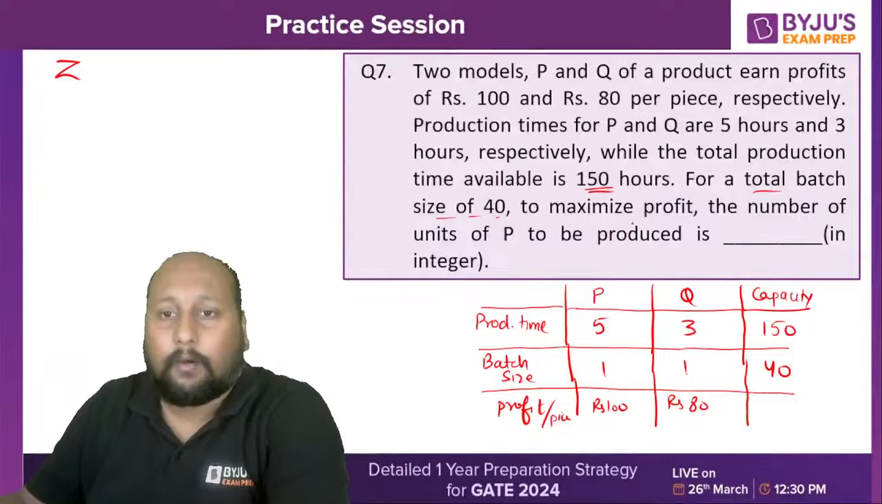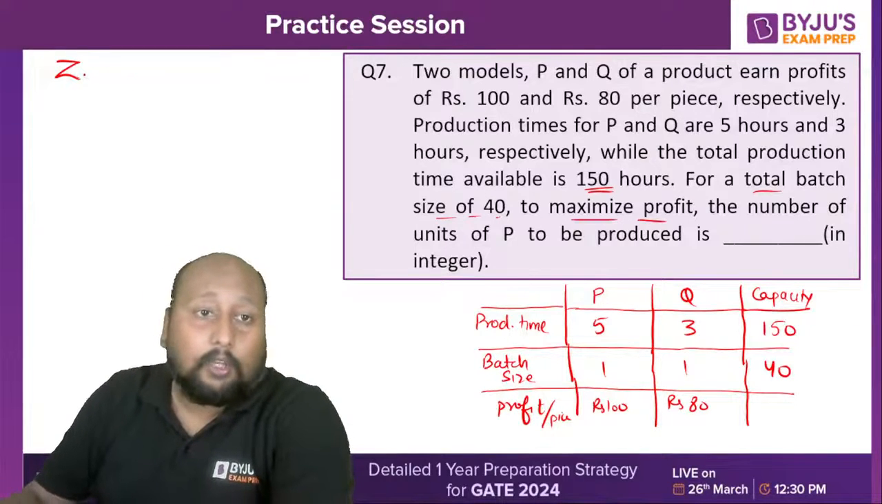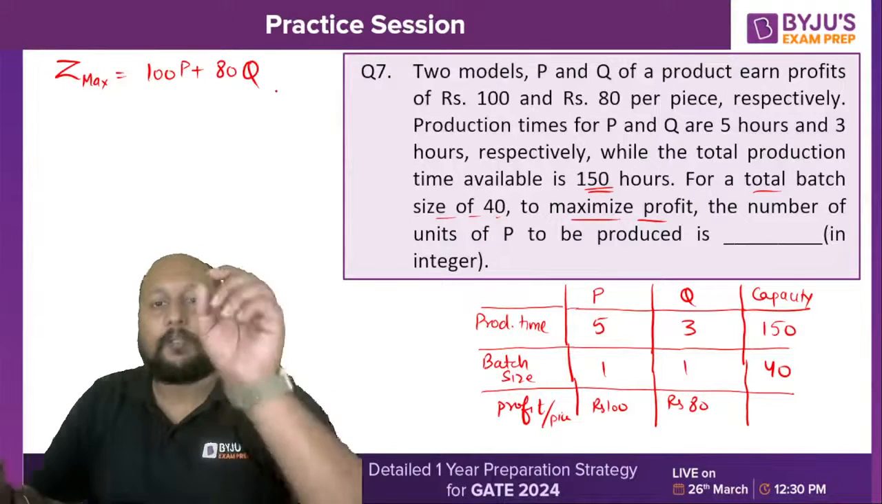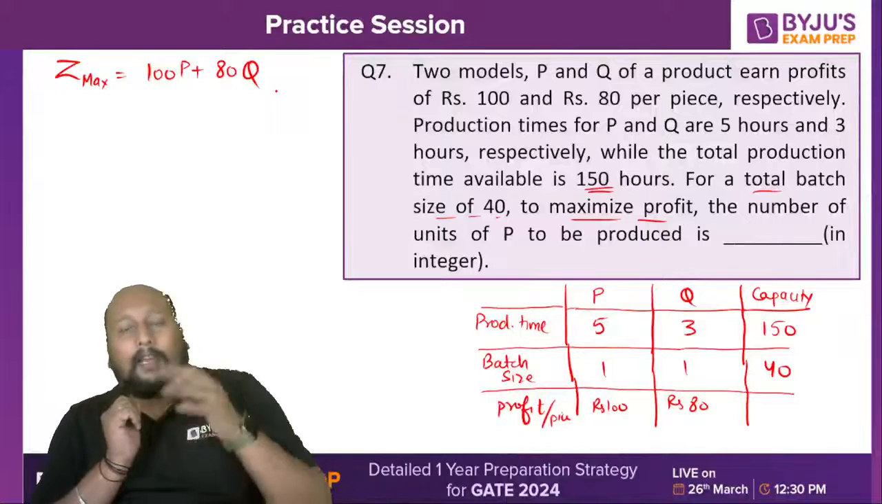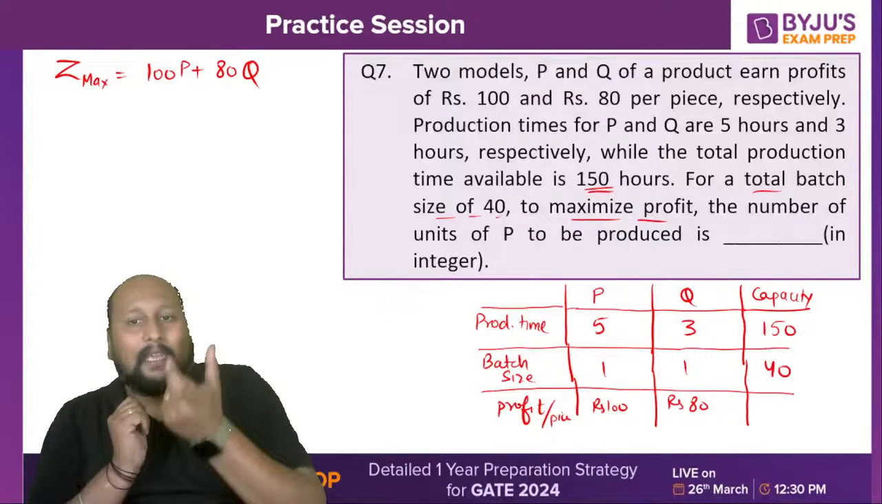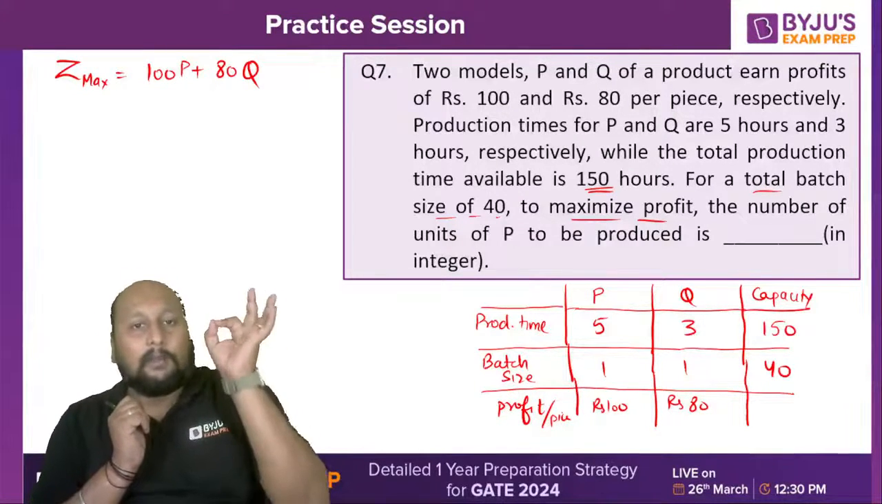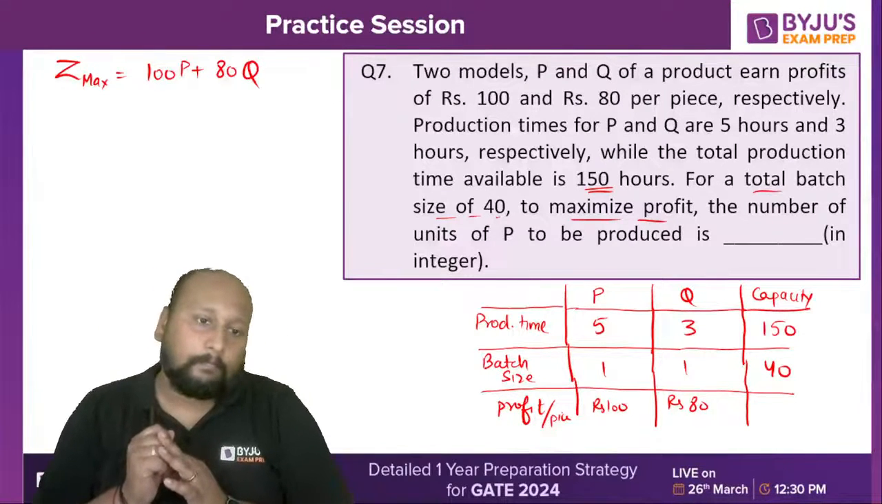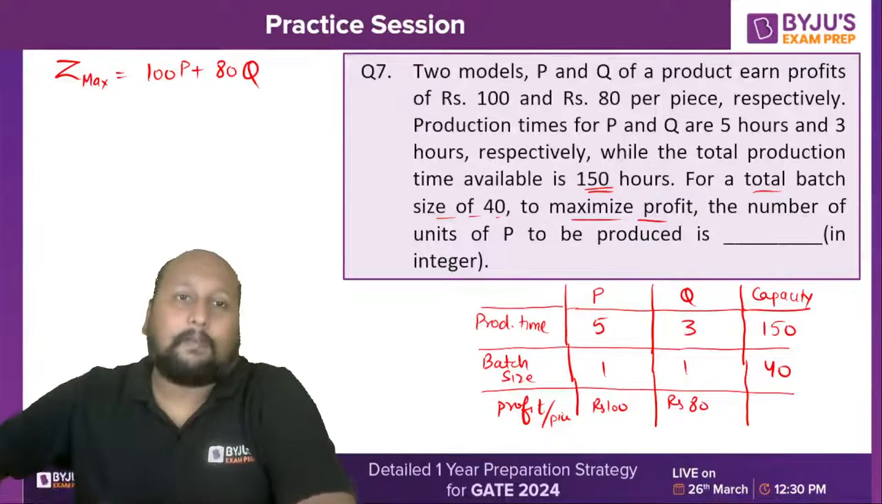Because we are talking about profit, and that too we need to maximize. So Z max is equal to 100P plus 80Q, where I am assuming P number of units I manufactured for model P and Q number of units I am manufacturing for model Q. So the objective function is 100P plus 80Q.